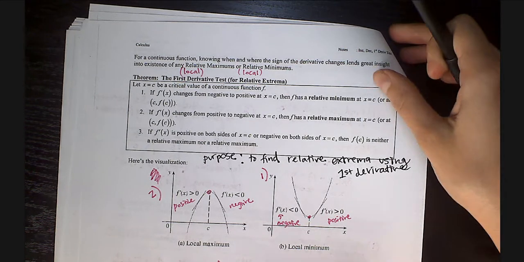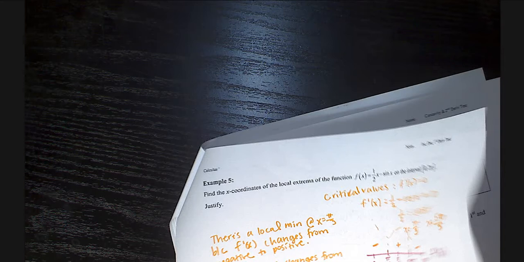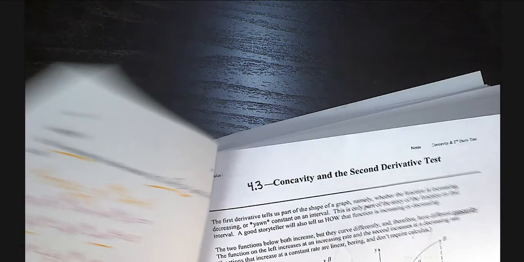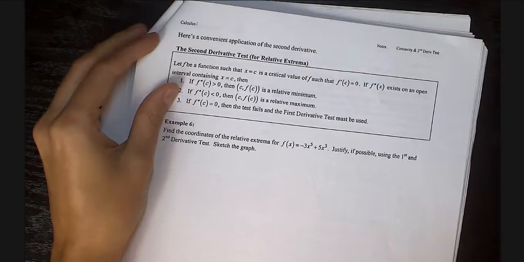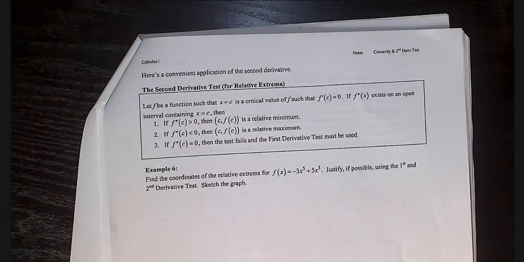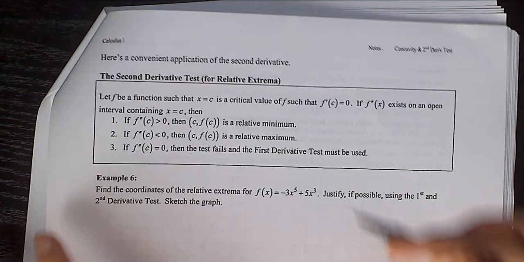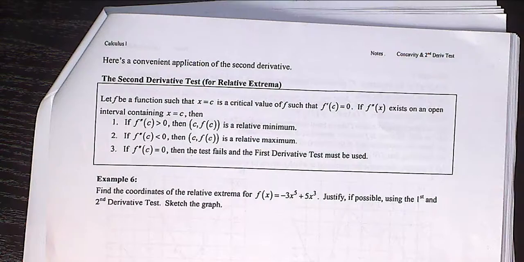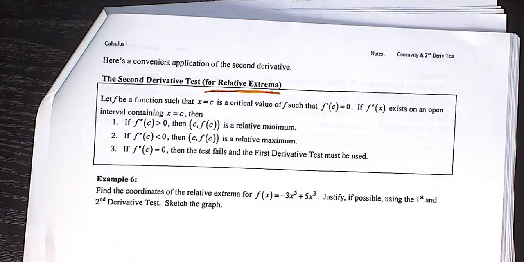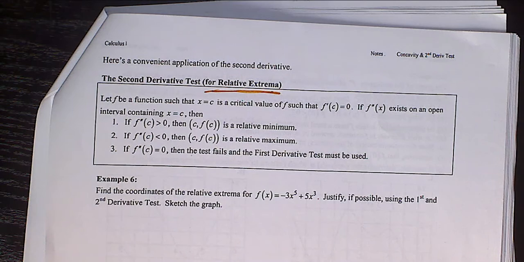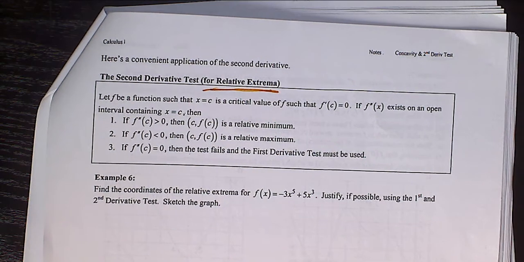The next theorem, the new theorem that we're going to be learning in our notes, is very similar to that one. It is called the second derivative test. So the second derivative test, it still is for relative extrema. So the purpose here is still looking for local maximum and minimum, but we're going to be using the second derivative in order to determine that.